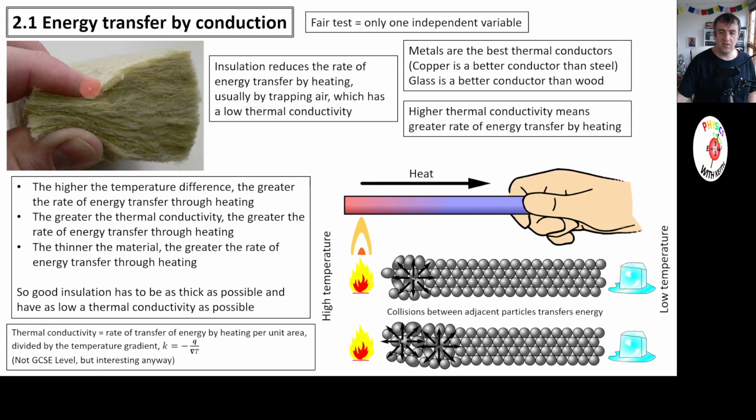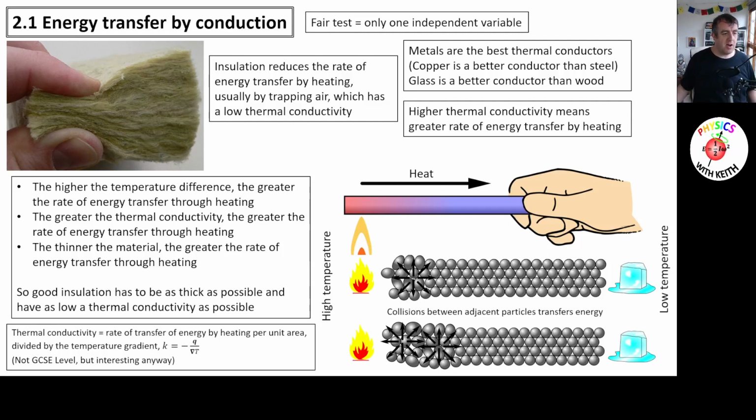So this is the sort of insulation you might have in a loft or in a cavity wall. This is fibers with air trapped inside them. Air has a low thermal conductivity. The thicker the insulation, the better the insulator is.